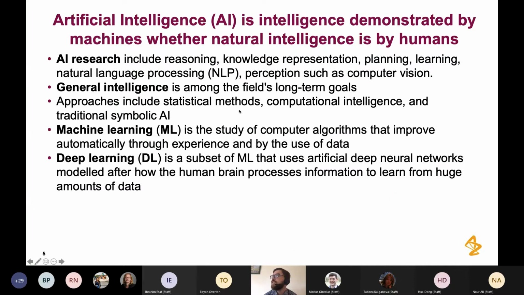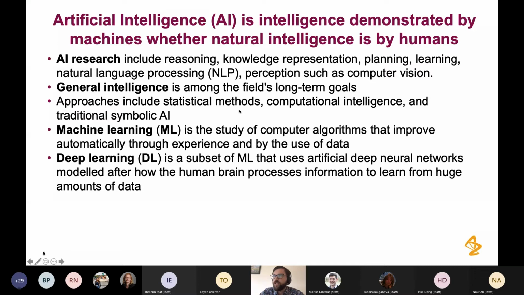Artificial intelligence is intelligence demonstrated by machines, whereas natural intelligence is demonstrated by humans. When we talk about AI research, we mean reasoning, knowledge representation, planning, learning, natural language processing, perception, and such as computer vision. We also can talk about general intelligence, which is a long-term goal of artificial intelligence. Again, approaches are very diverse. They include statistical methods, computational intelligence, and some traditional symbolic AI.